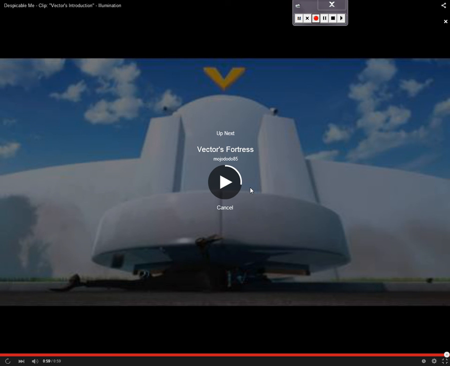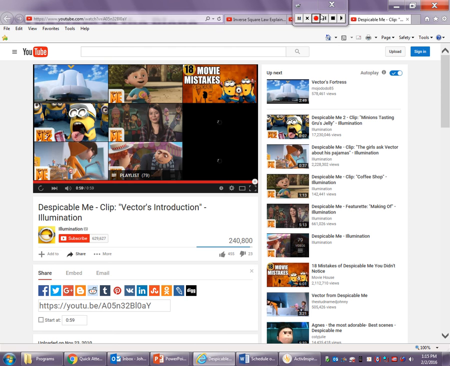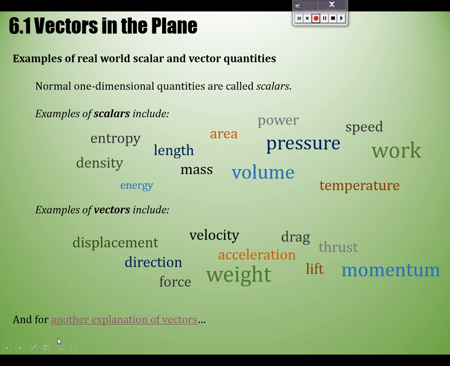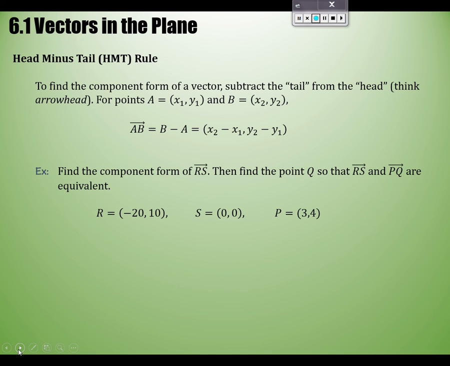There you go. So if you didn't know what a vector was before, you definitely do now. What movie is that from? It's so exciting. Okay. All right.